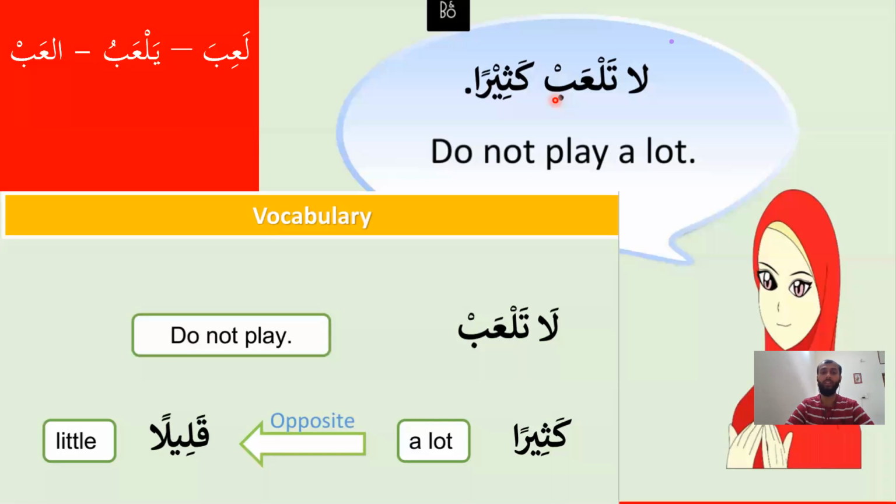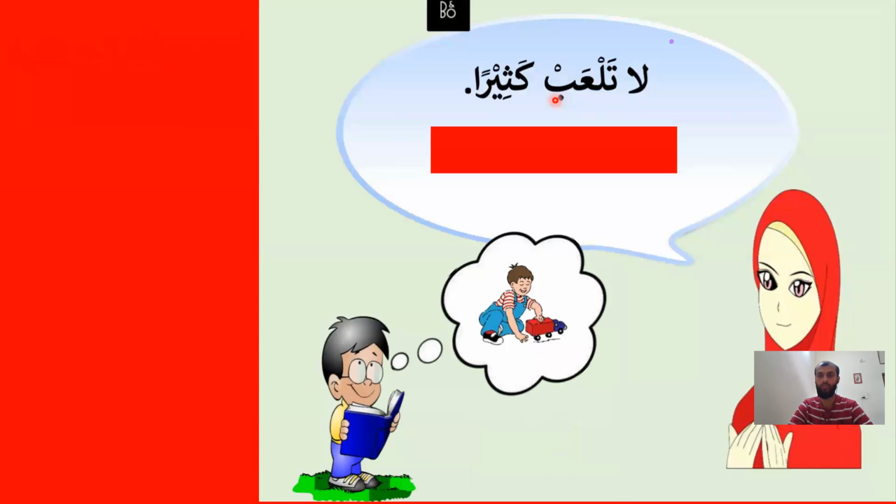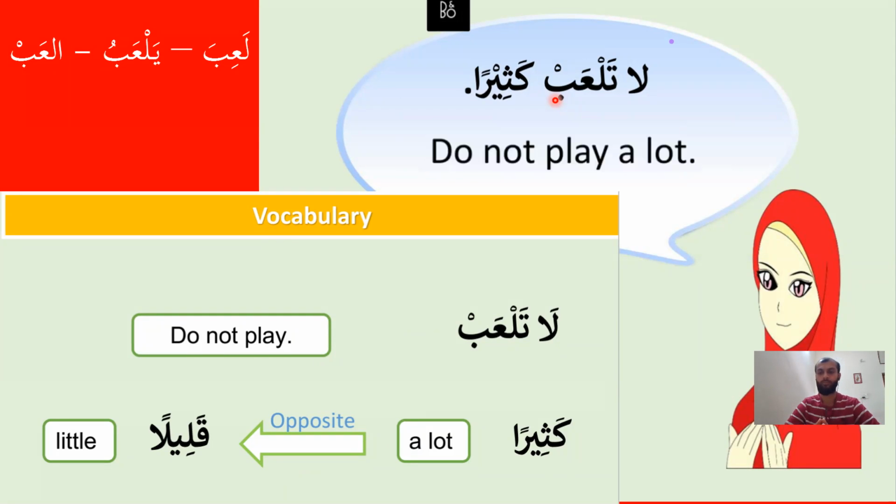Who remembers what's the third advice that the mother gives to Kareem? These are very simple advice. She's given two advice to Kareem. In fact, she says, don't play a lot. This is the first advice. What's the second advice that she gives him? Do not spoil the house furniture. Very good. How do we say do not spoil the house furniture?